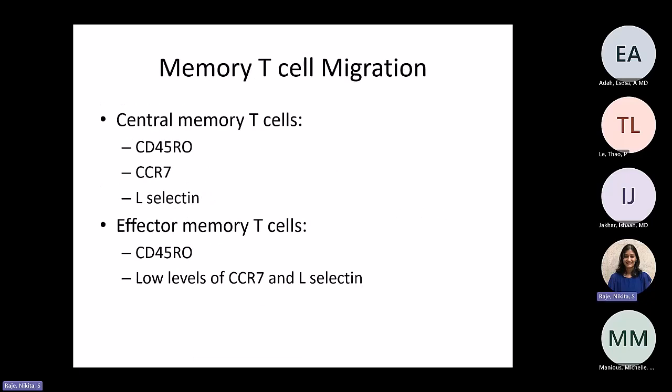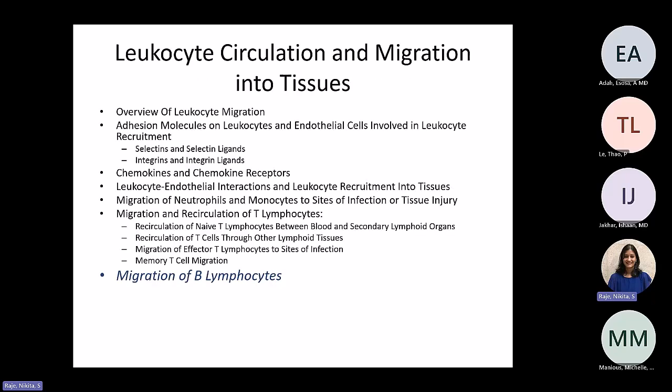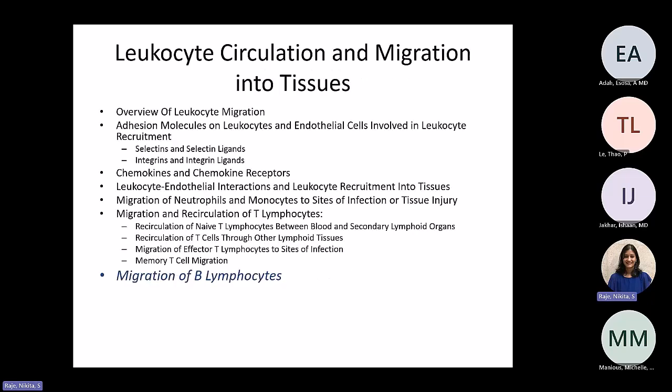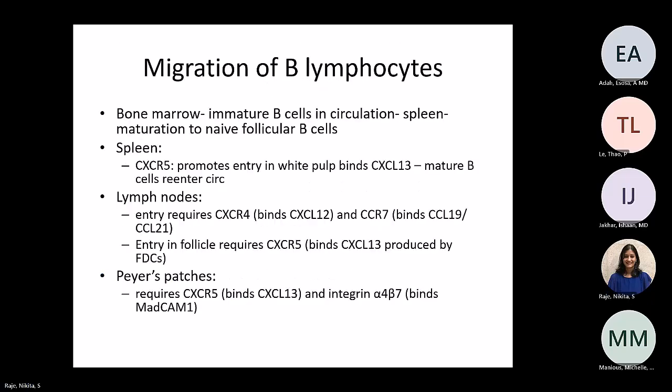And the last one is about T cell and memory T cell migration, and then B cell migration. So the memory cells, again, instead of CD45RA, they express CD45RO. Central memory T cells go to the lymph nodes, so they express CCR7 and L-selectin. Effector memory T cells have low levels of CCR7 and L-selectin, so they do not go to lymph nodes. They go to the tissues.